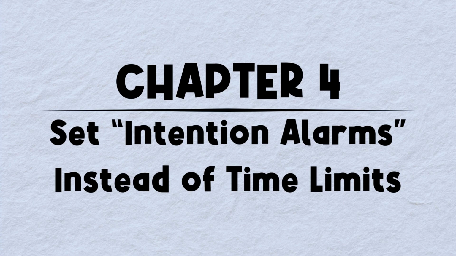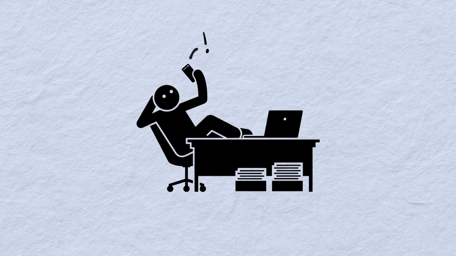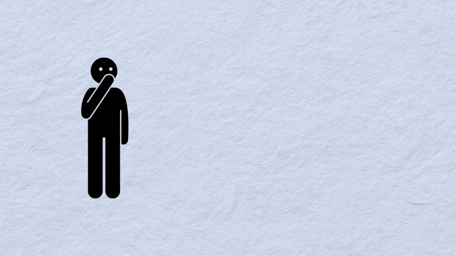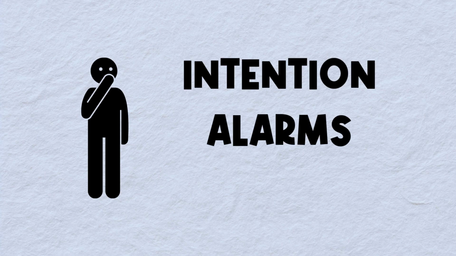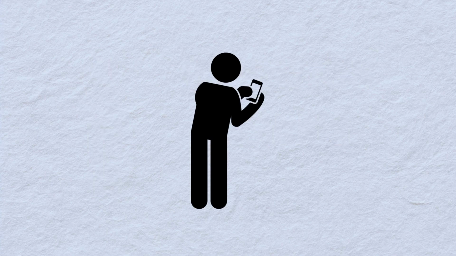Chapter 4. Set intention alarms instead of time limits. Time limits on apps are cute until you hit ignore for the 4th time in a row, like it owes you money. What works better? Setting intention alarms. Every time you open an app, ask, why am I opening this? What do I want to get out of it?